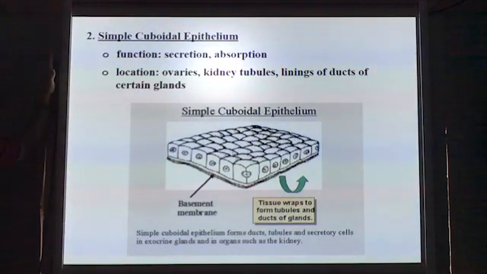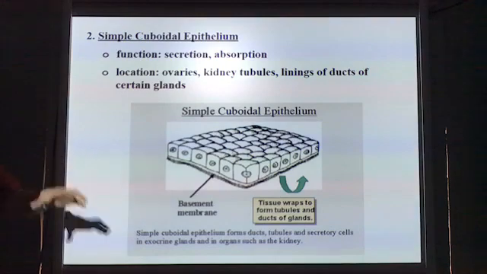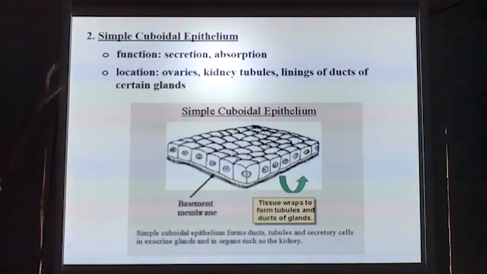All right, these function to secrete, which means to spit out some type of liquid or ooze some type of liquid. It also means to absorb. That's just like a sponge absorbs water. Several places in the body we can find those: the ovaries of the female reproductive system, inside the kidneys, also certain glands.